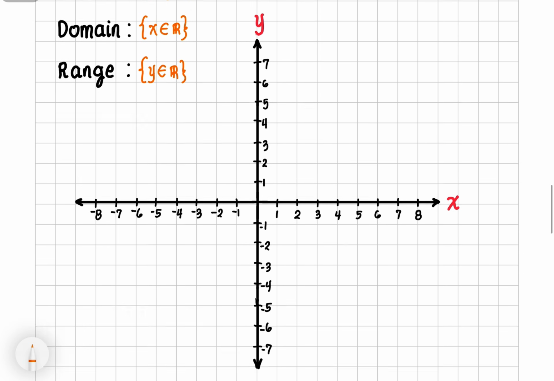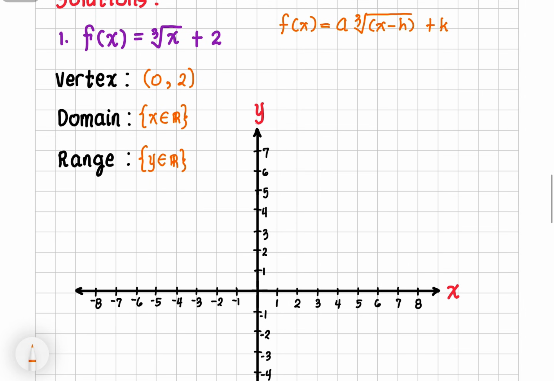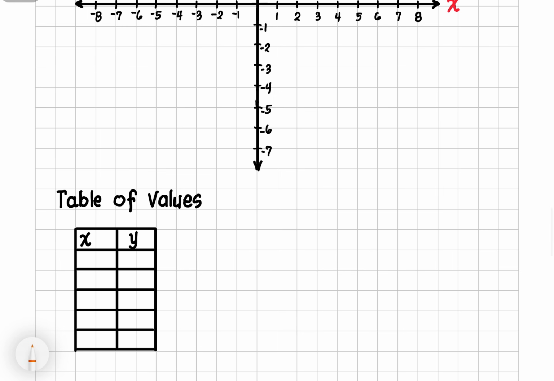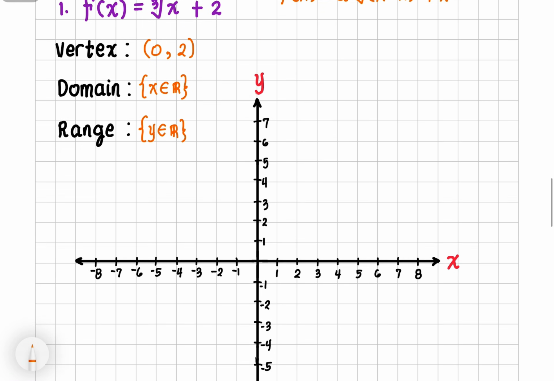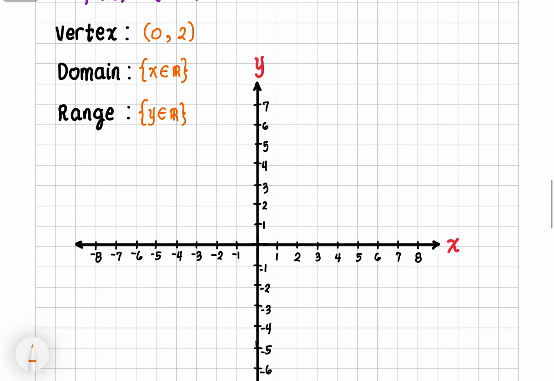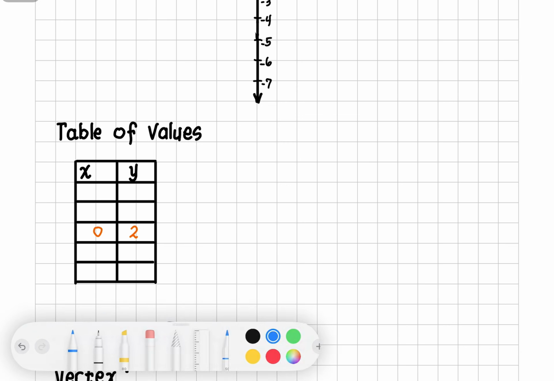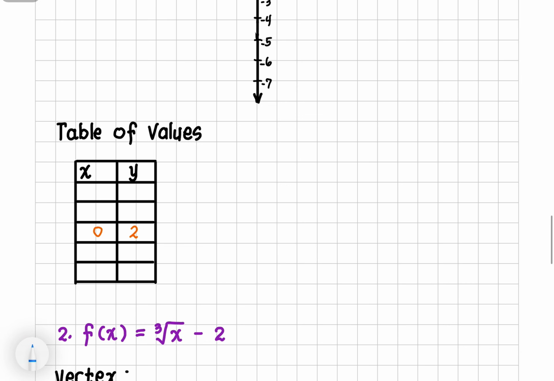So, for us to sketch the graph of the given function, of course, we will make our table of values. Okay? Since we already have the vertex here, which is 0, 2, we can put it at the very center. There, 0, 2. Okay? So, we will solve just one solution here.